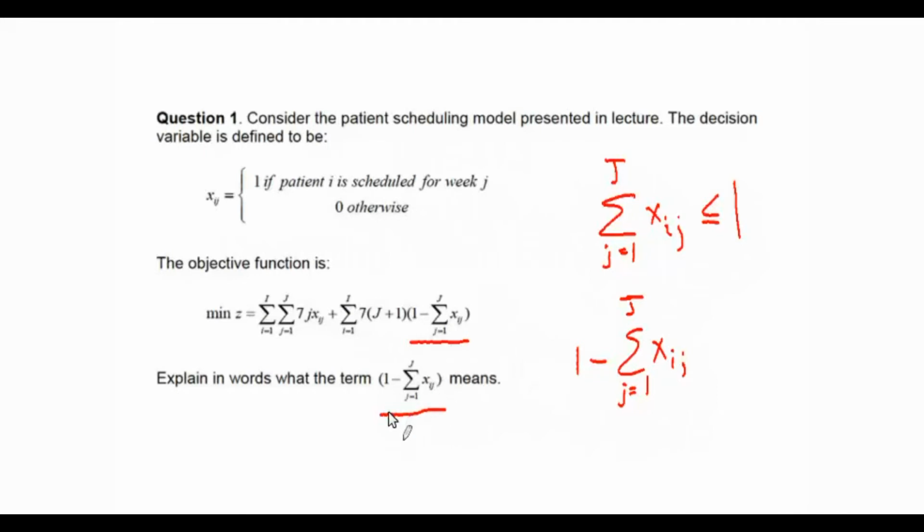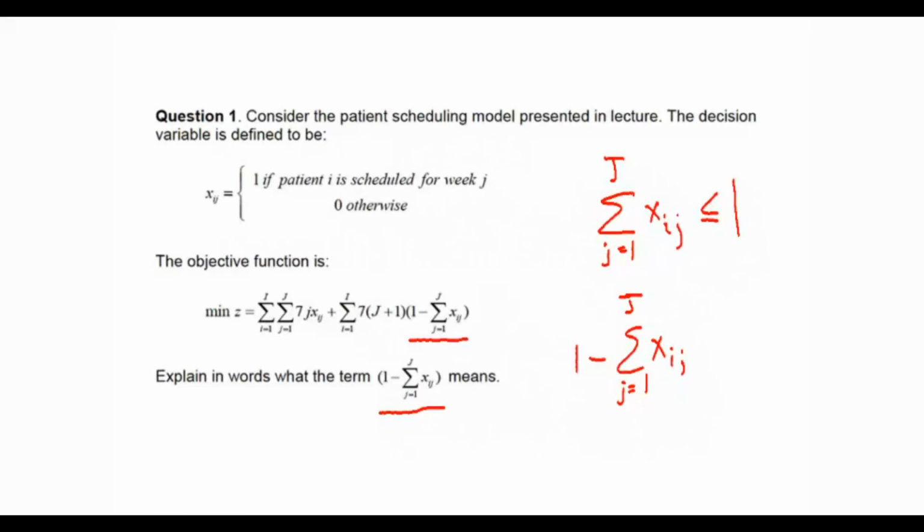How could this term take on a value of 1? It would take on a value of 1 if this summation was 0, and that would occur when the patient i was not scheduled for any week 1 through capital J. So this quantity takes on a value of 1 only when the patient fails to get scheduled in the planning horizon of weeks 1 through capital J.